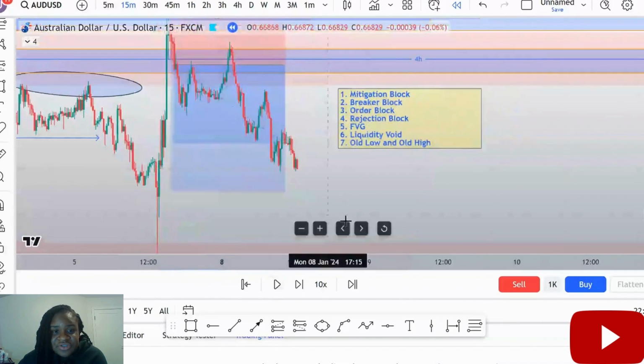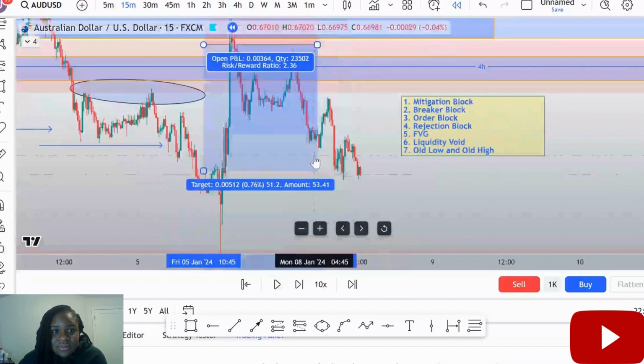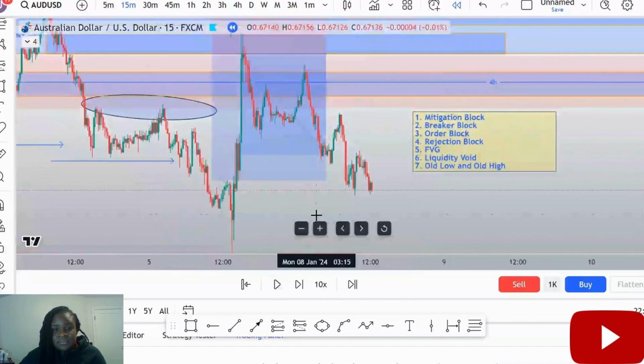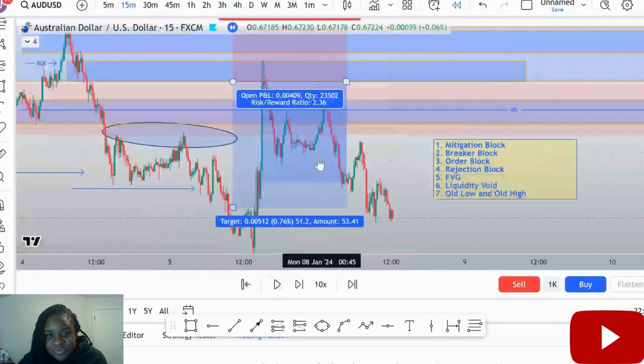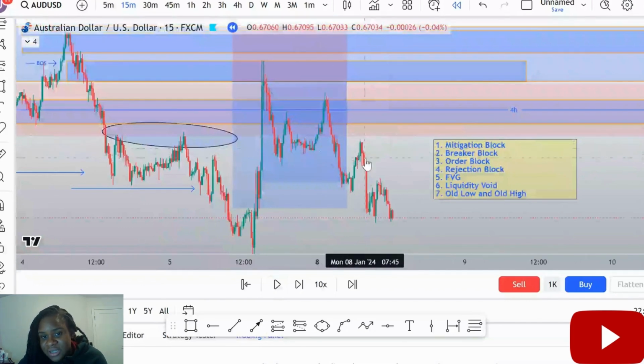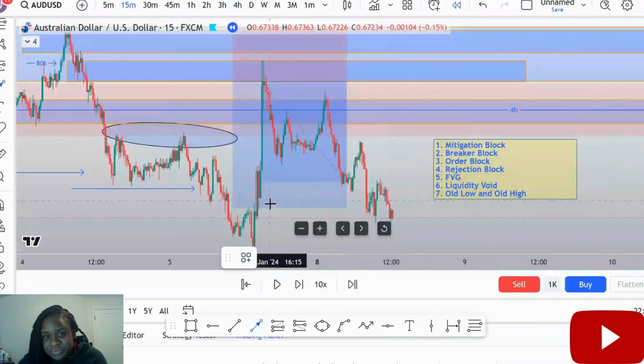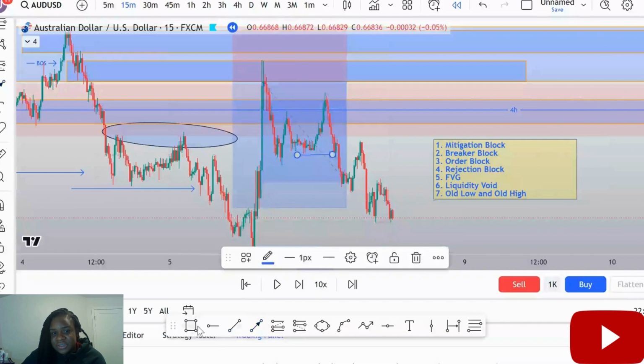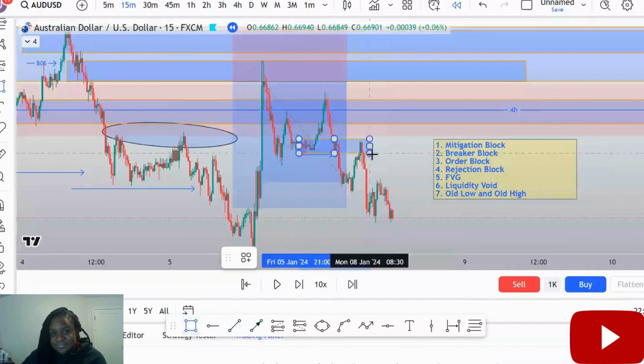There was another re-entry that happened here. My entry will be here. There's a break of structure here, and that re-entry has a breaker block. Can you see it? And that re-entry here. There was a breaker block that took place here. For those that miss this entry, they can re-enter here.